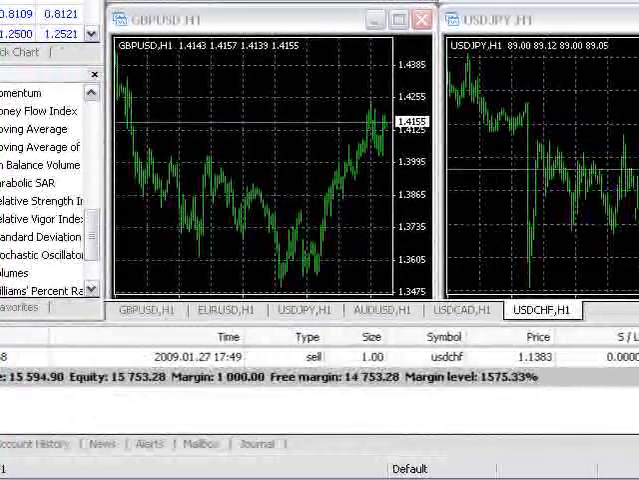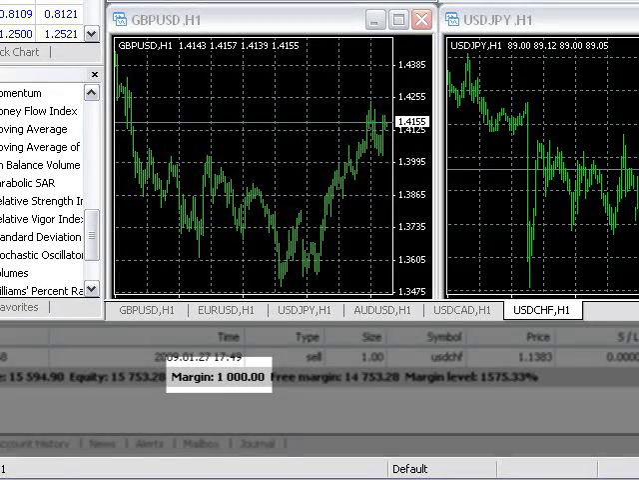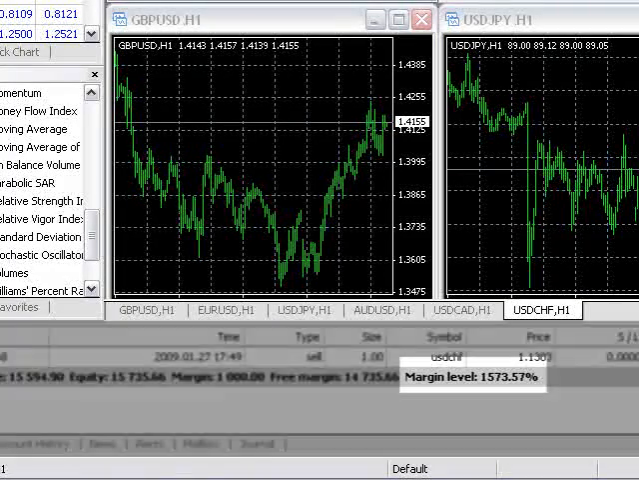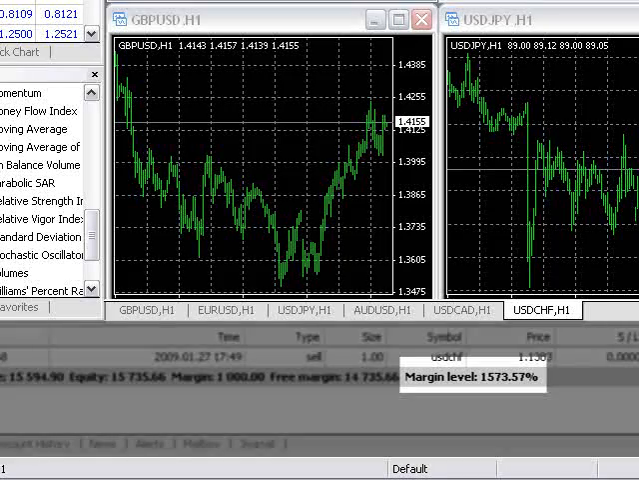Margin shows how much margin is being used for the current open positions. Free margin is how much of your account is available to place new trades. Unrealized profits and losses will increase or decrease the amount of margin available for trading. Margin level equals equity divided by margin.